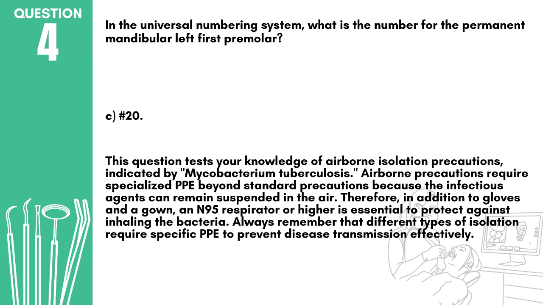The permanent mandibular left first premolar is consistently assigned the number 20. Understanding this system is crucial for accurate charting and patient records. For example, if a dentist indicates tooth number 20 needs an extraction, you instantly know which lower left front chewing tooth they are referring to. Memorizing the numbering sequence is a must for all RDAs.